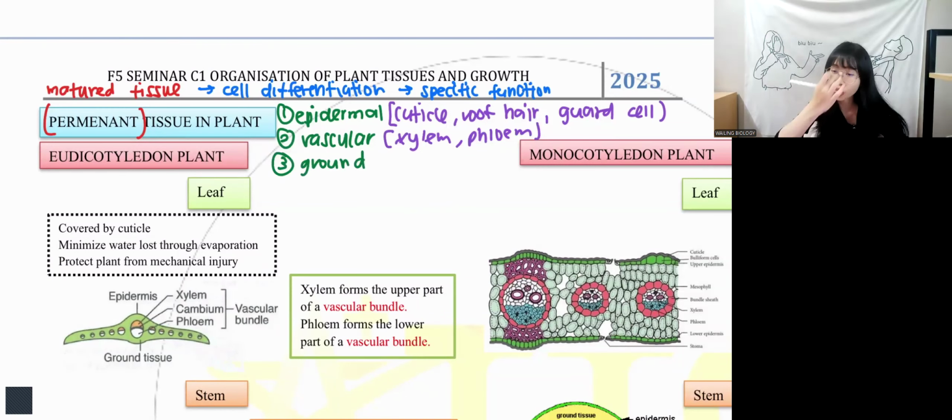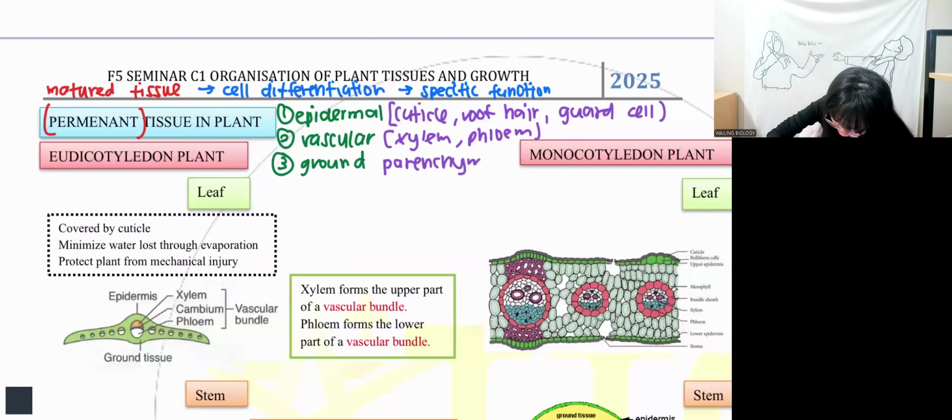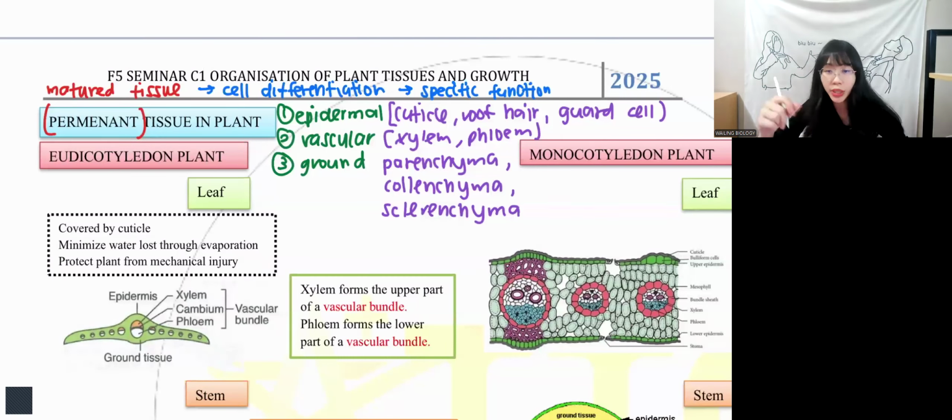Ground tissue has 3 chyma. The 3 chyma will be parenchyma tissue, collenchyma tissue, and sclerenchyma tissue. Okay, later I will tell you how do we differentiate these 3 ground tissue. Okay, parenchyma, collenchyma, and sclerenchyma.